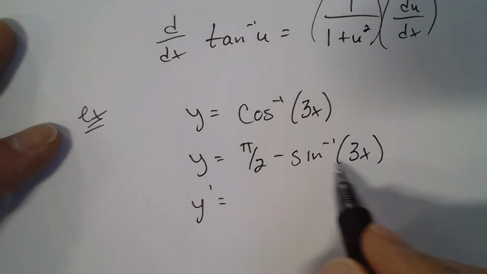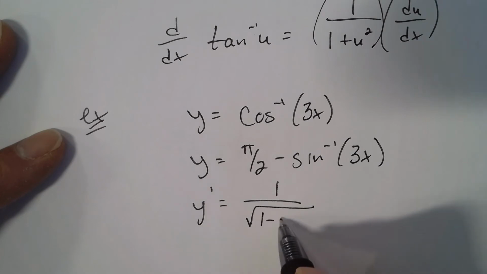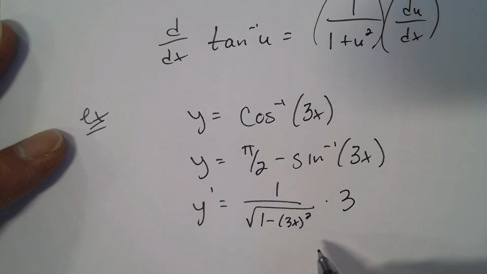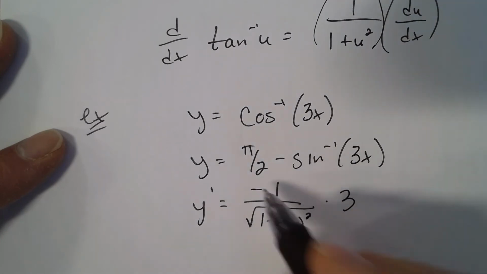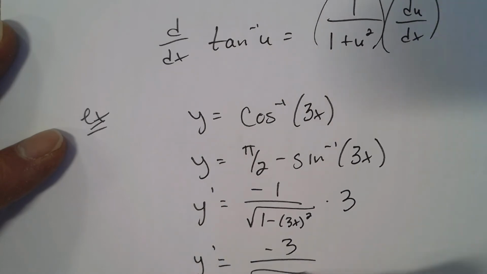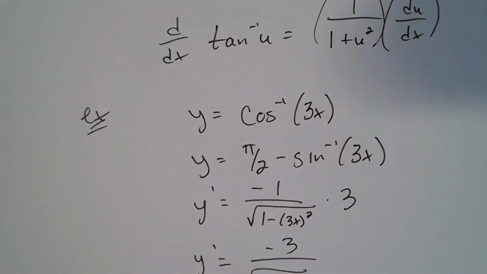So the derivative of inverse sine of 3x is 1 over square root of 1 minus u squared times 3, and then we would just make it negative. So y prime would be negative 3 over square root of 1 minus 9x squared. So that would be your derivative. And then the same is true for inverse cotangent and inverse cosecant based on those identities.